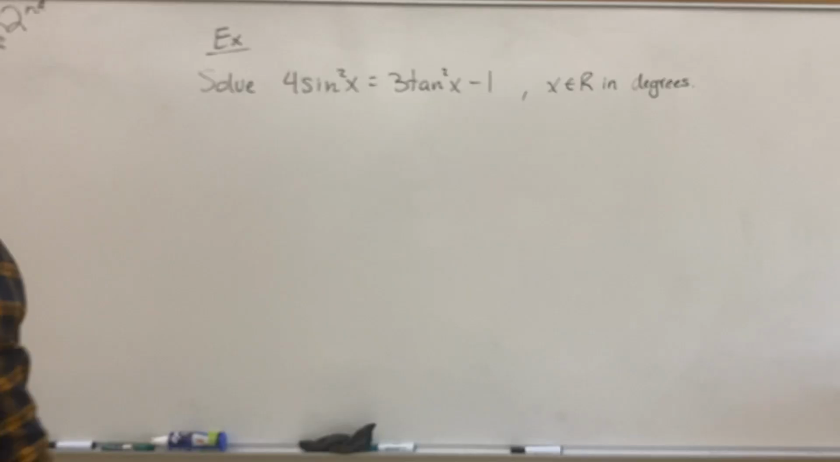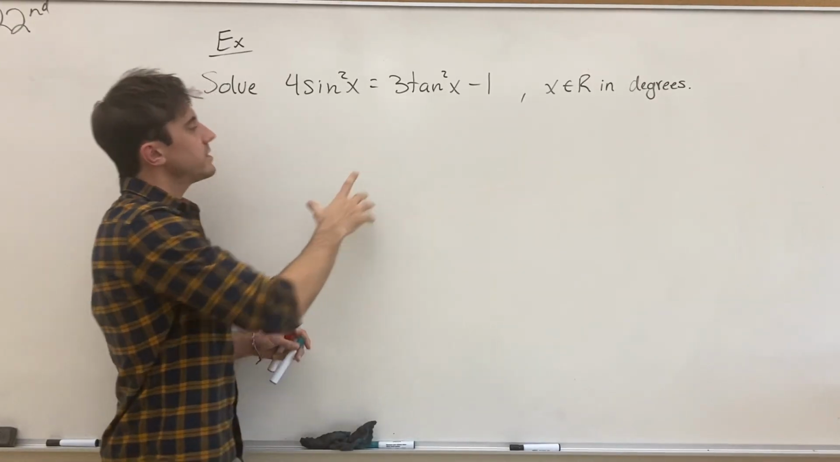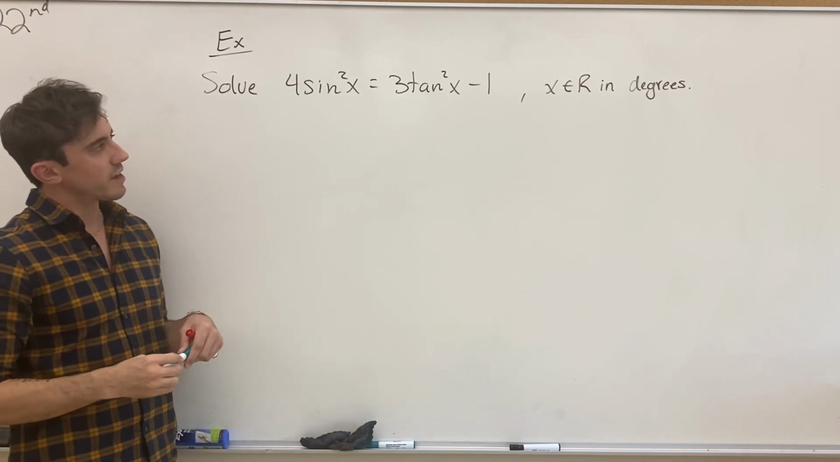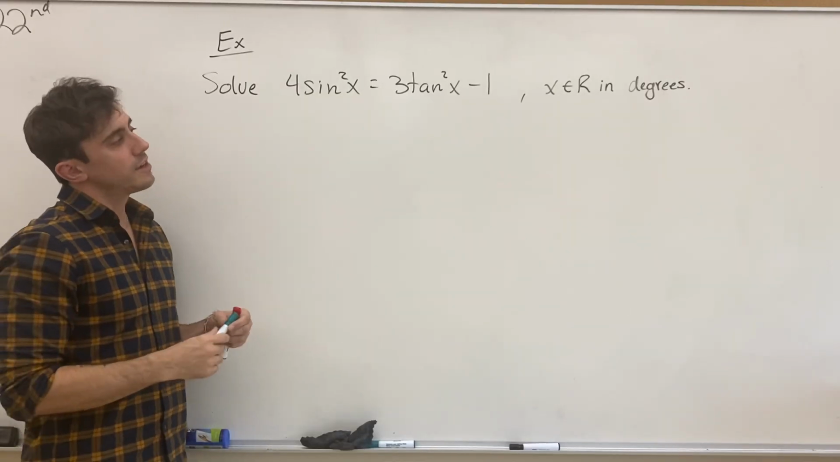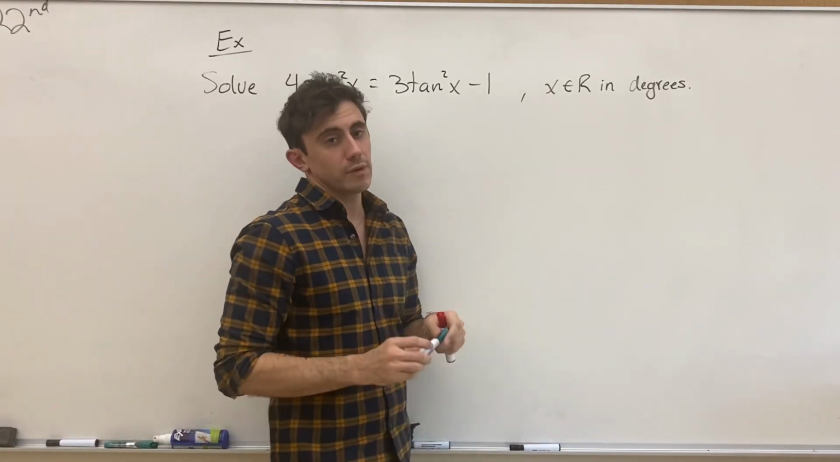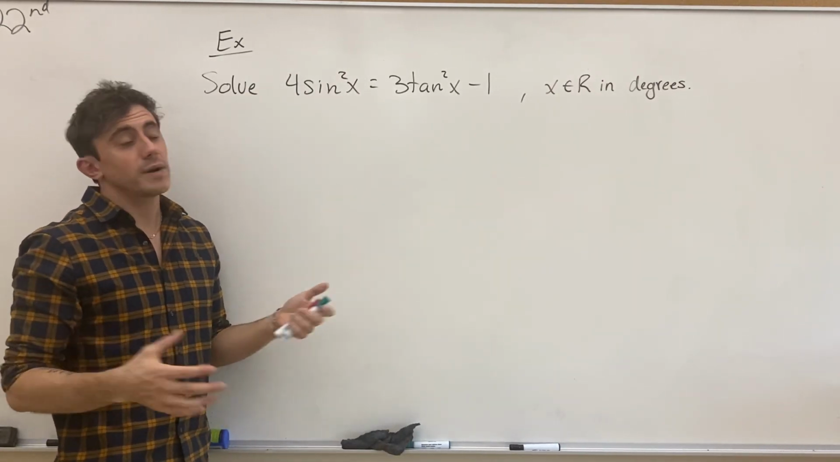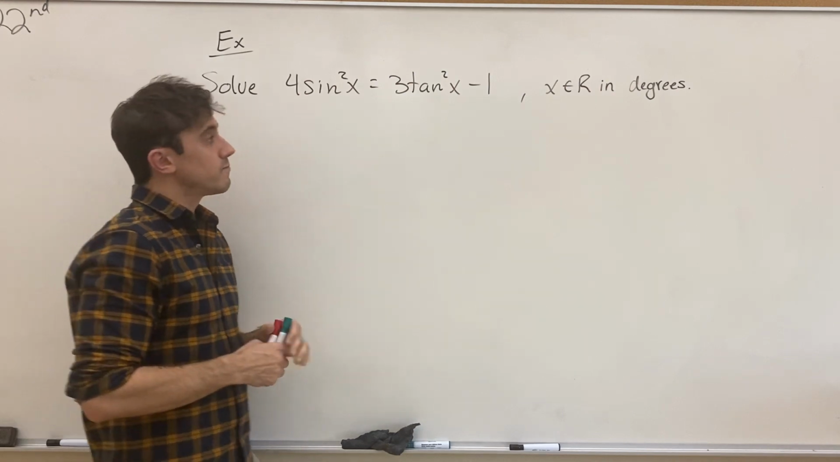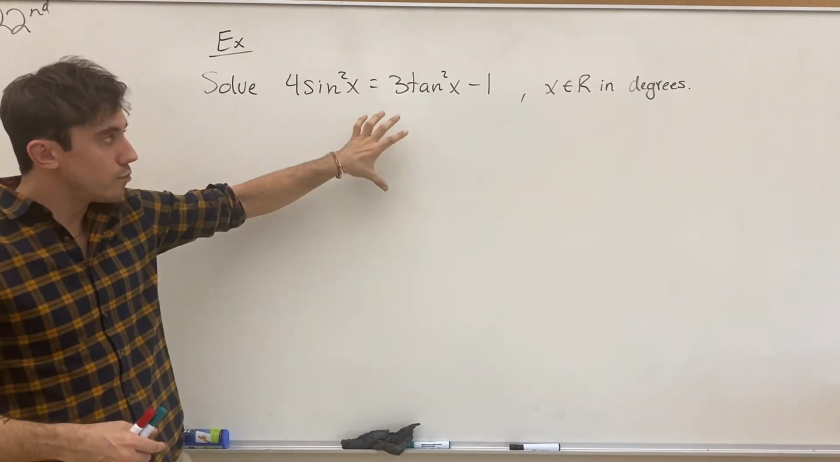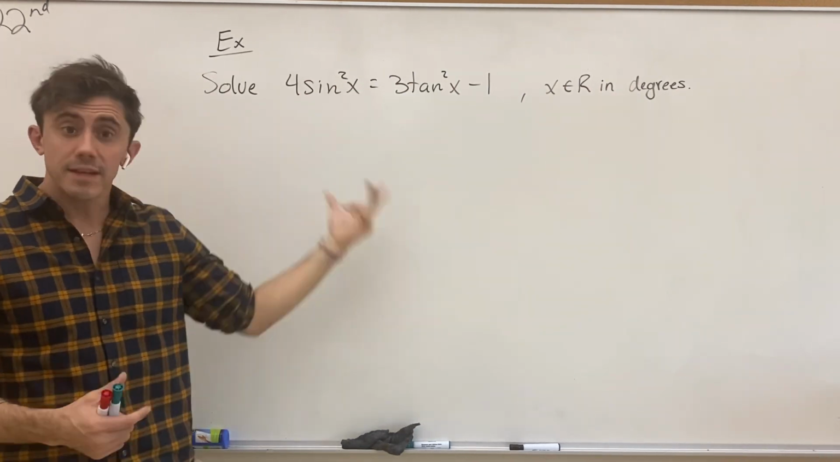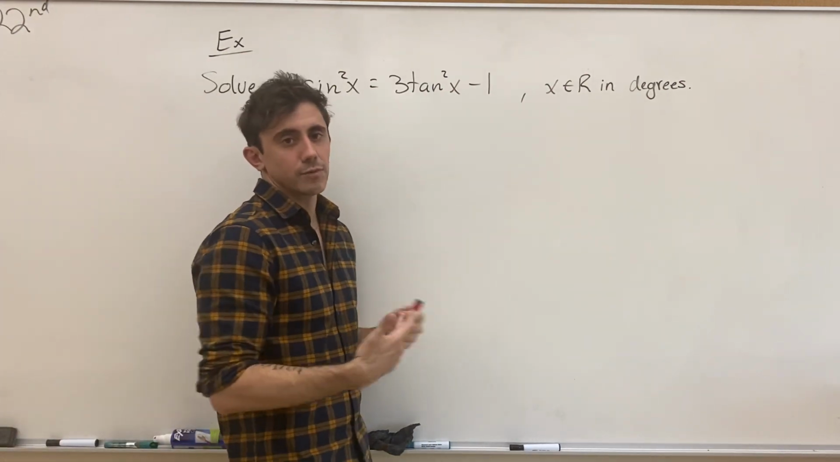Good afternoon, everyone. Today we're going to solve an equation using some trigonometry, and our equation reads 4 sine squared x is equal to 3 tan squared x minus 1, for all solutions x being a real number in degrees. So, at first glance, this might look daunting, but my best word of advice is to simply start writing what you know you can write in order to simplify something, just to kind of get your momentum going, okay?